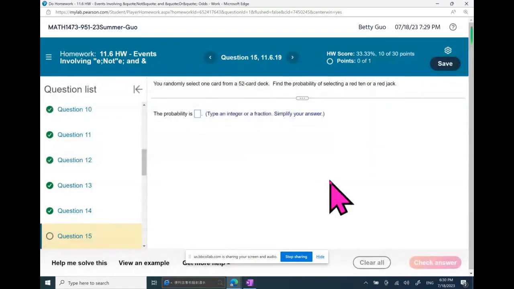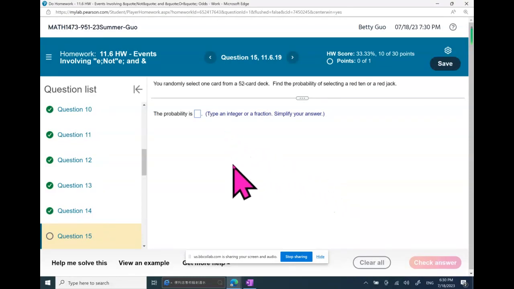Again, to find the probability of A or B, the first thing to do is to determine, are they mutually exclusive? If they are mutually exclusive, then simply compute the probability for each and then add them up.